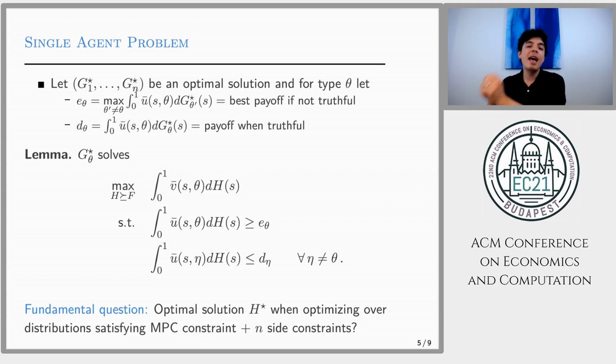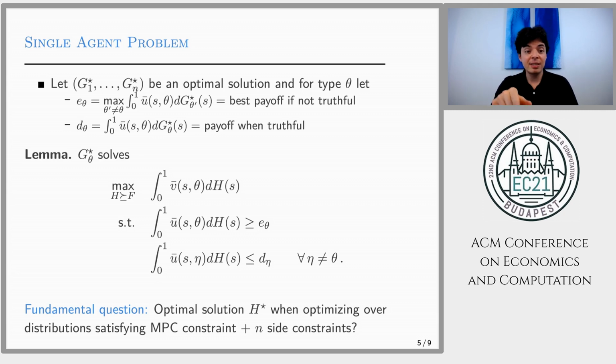Similarly, for the remaining types, I need to ensure that they don't have incentive to deviate to type theta's distribution H. This can be expressed as in the last constraint of my optimization problem, where eta is the payoff that type eta achieves when she reports her type truthfully, and if she deviates to distribution H, her payoff should weakly decrease. Now, it's easy to see that our original distribution G star theta solves this optimization problem, where the constraints over H ensure that the MPC and the IC constraints hold, and the objective is the payoff that the designer achieves from type theta, when the receiver has type theta.